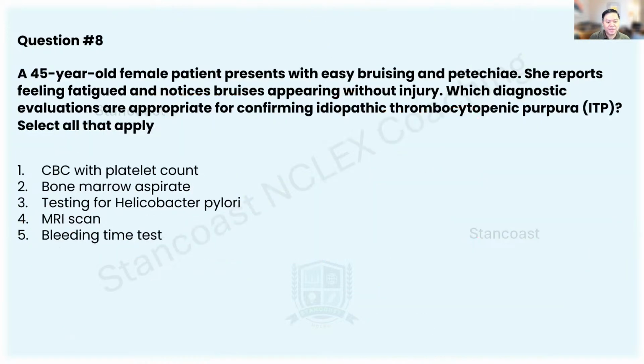Now, number 8 rather. A 45-year-old female patient presents with easy bruising and petechiae. She reports feeling fatigue and notices bruises appearing without injury. Which diagnostic evaluations are appropriate for confirming idiopathic thrombocytopenic purpura? Select all that apply.